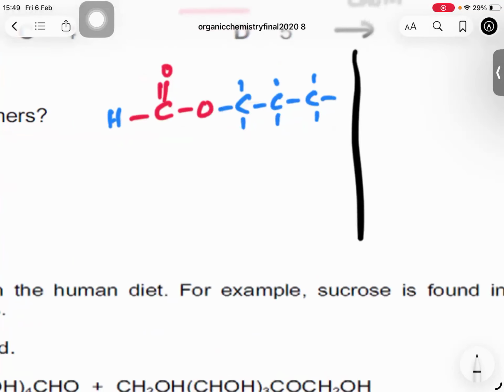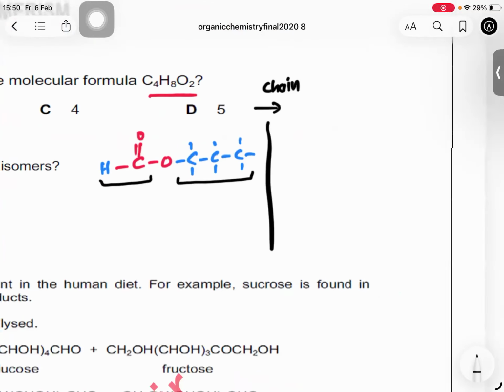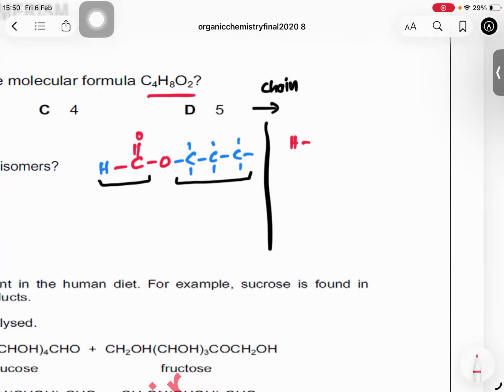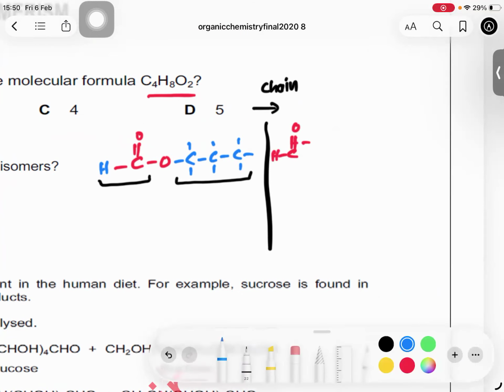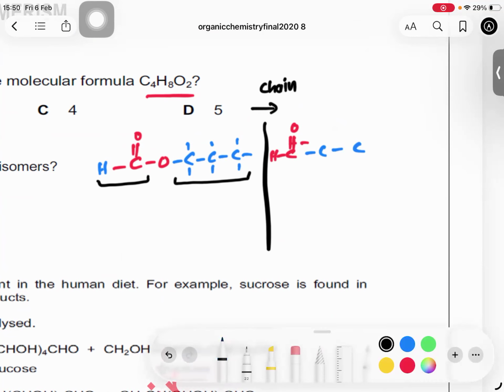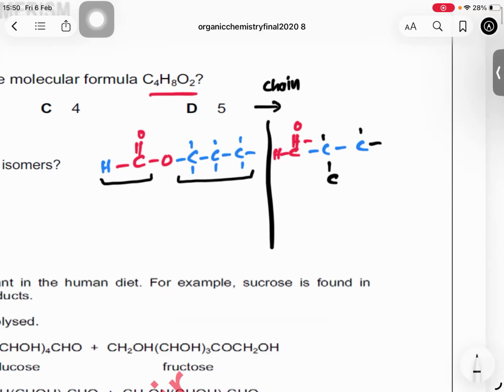In ester, I always tell you one thing: there is a chain after oxygen and there is a chain before oxygen. Before oxygen there is no chain actually, there is one carbon. But after oxygen there is a chain which can be made into a chain isomer. So let's make a chain isomer. It would be 1, 2 carbon, and the third one as a branch here. So this is the chain isomer for this.